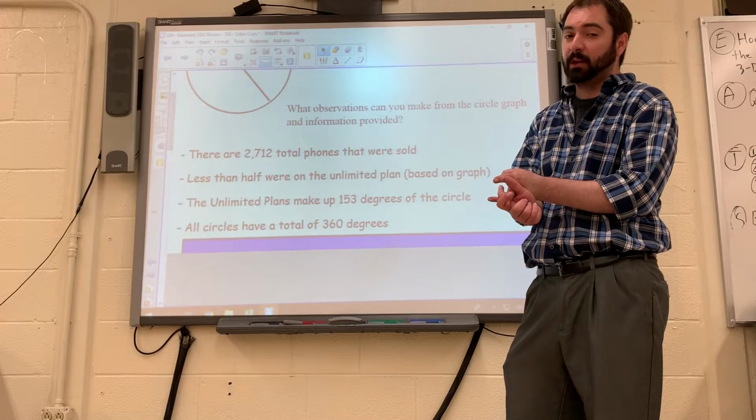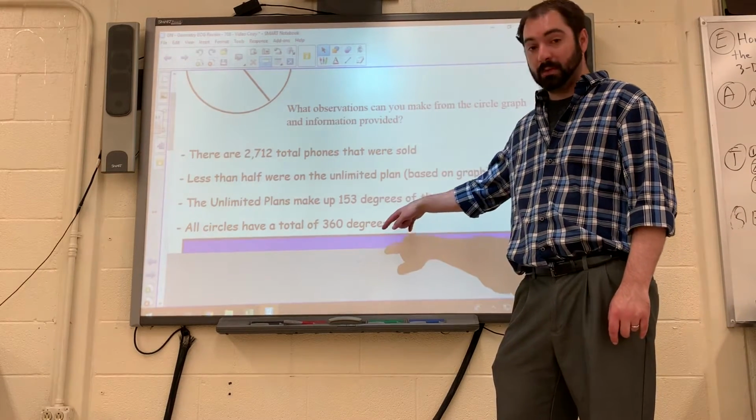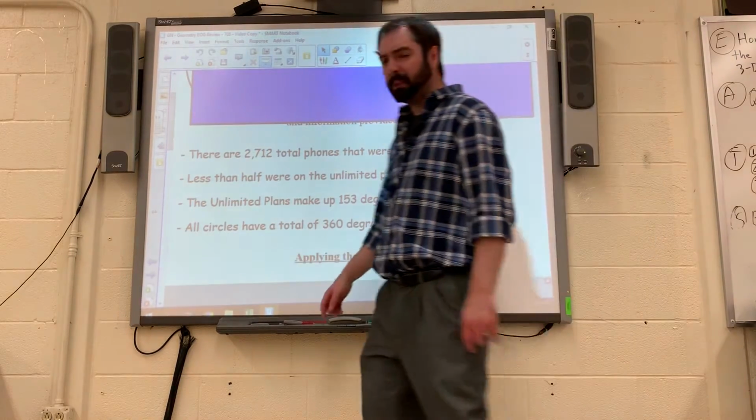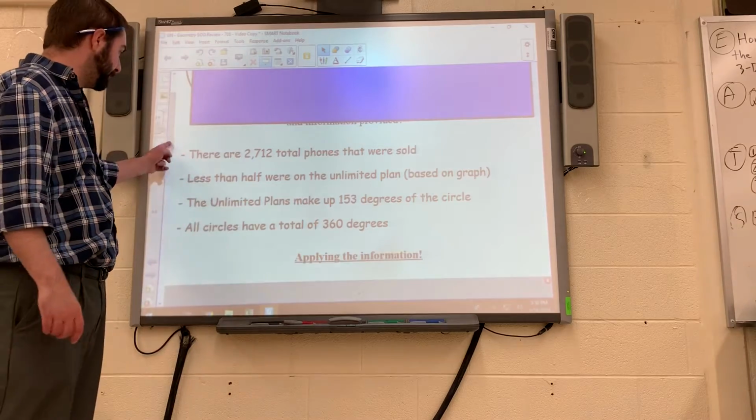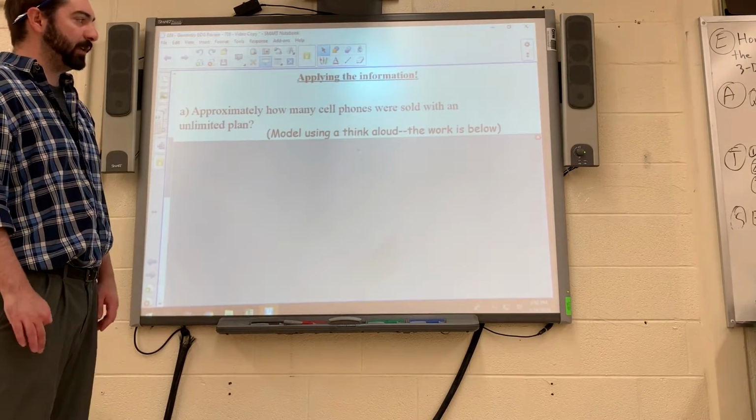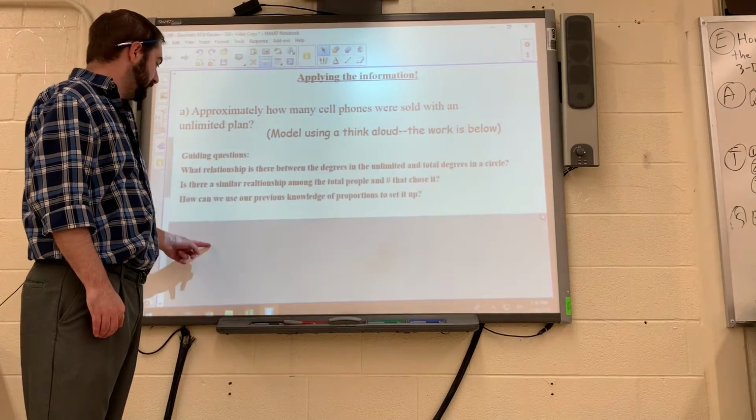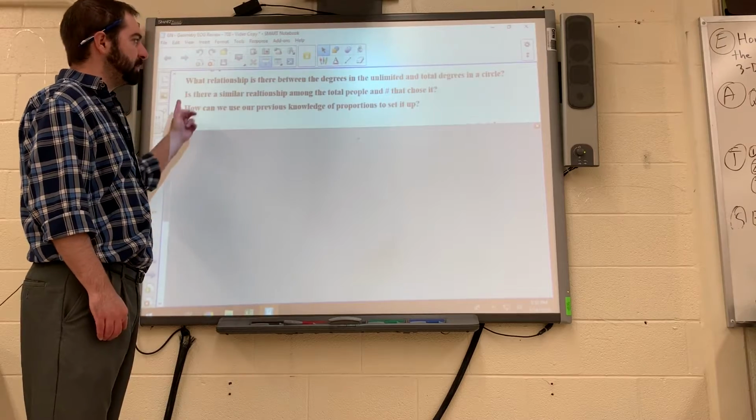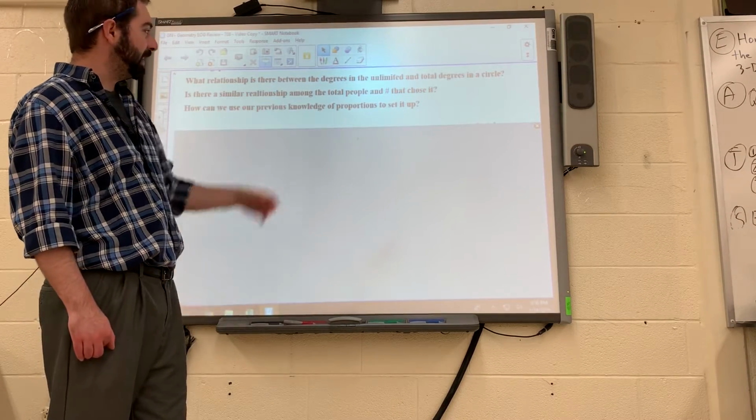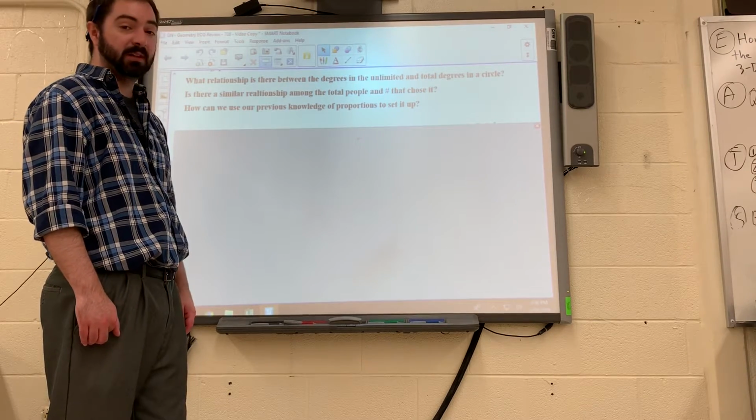Well, this sounds a little bit like a ticket problem. I have the amount of degrees over the total number of degrees. So, first off, let's apply a little bit of this information to this problem. Approximately how many cell phones were sold with an unlimited plan? Okay, well, what relationship is there between the degrees and the unlimited and the degrees in a circle? Is there a similar relationship among the total and the number that chose it? And how can we use previous knowledge of proportions?